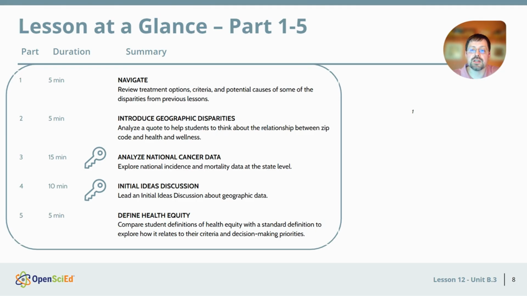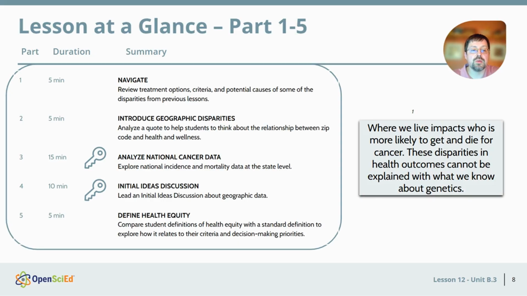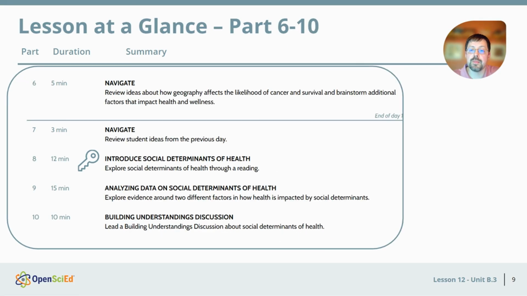In this first section, you will look at national data sets about cancer, diagnosis, and outcomes. We figure out that where we live impacts who is likely to get and die of cancer. These disparities in health outcomes cannot be explained by what we've learned about genetics so far in the unit.